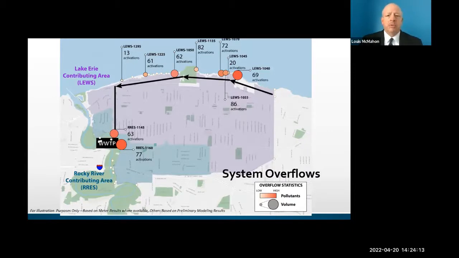I want to point you to the yellowish circle. It's labeled Lose 1135, right at the top of the middle. That's at Lakewood Park. That's 82 activations. I'm going to come back to that with a project that's coming up. It would not, based on this prioritization, be the first thing that we did, but we had opportunities and took advantage of them because we had an integrated plan. Next, please.